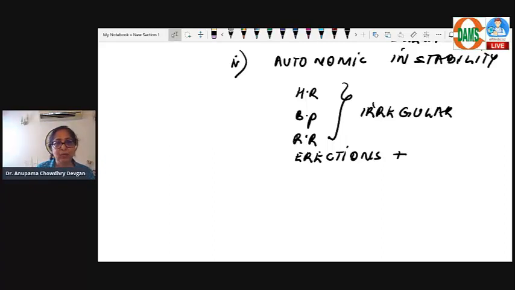Another important point here is, when I say autonomic instability, this is not a restful sleep. The restful sleep is NREM, right? Like I said, this is a period of autonomic instability.